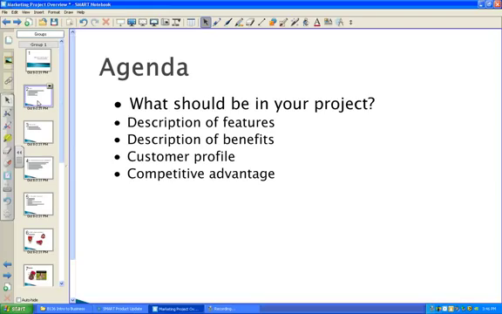First, we're going to talk about what should be in your project or your plan. And the elements we're going to cover today are a description of your features, a description of your benefits, and there is a difference, your customer profile, notice I didn't say target, but profile, and we'll talk about how that's different, and how you gather this information together to discuss, explain, and sell your competitive advantage.